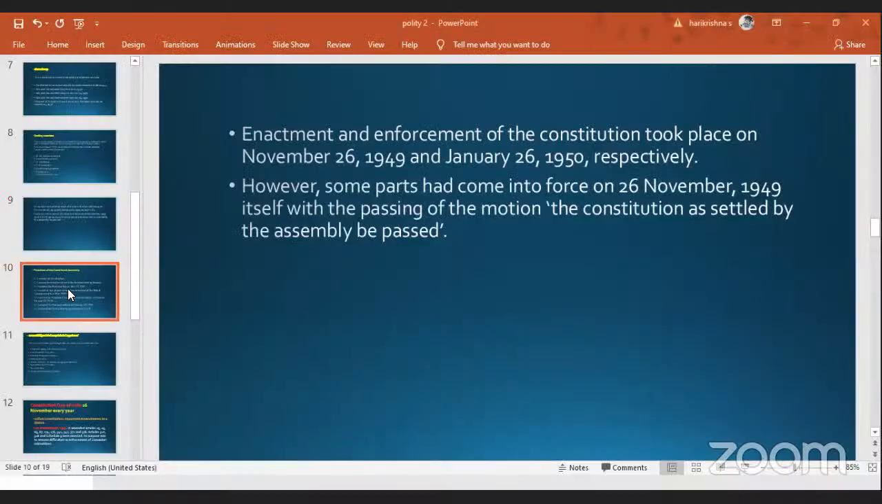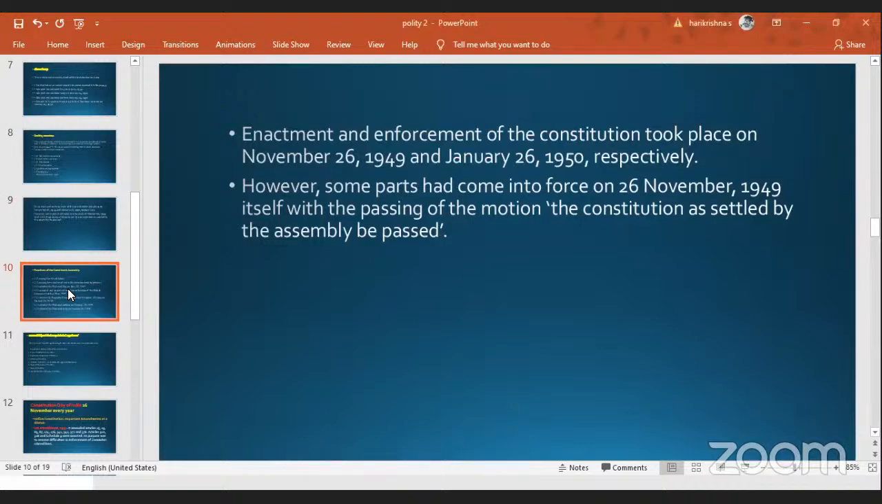The next is the functions of the Constituent Assembly. What are all the functions of the Constituent Assembly? We had seen the members of the Constituent Assembly, and now the functions. First is framing the Constitution. Second is enacting laws and being involved in the decision-making process.